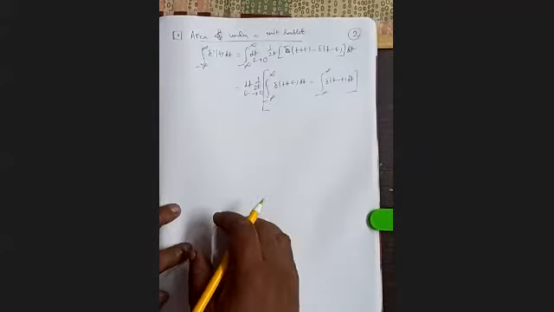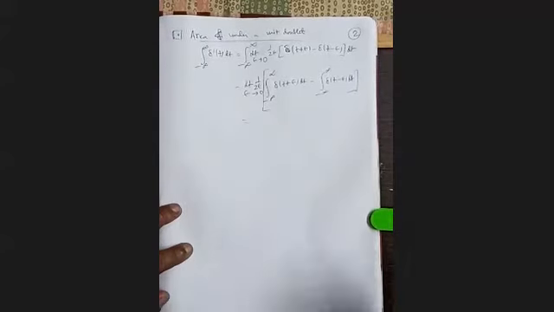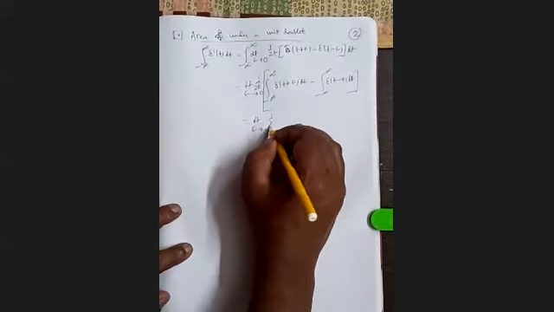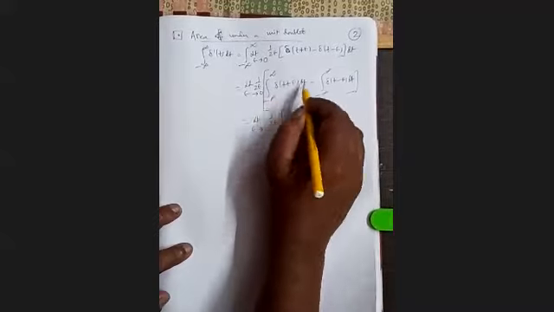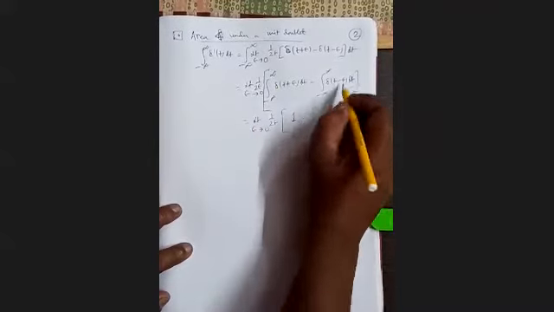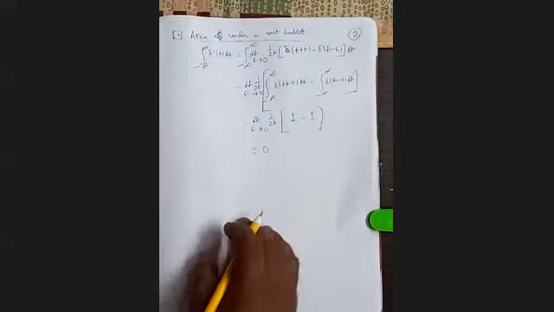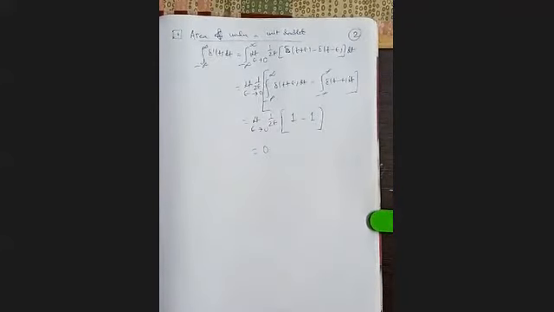Clear? Now, limit epsilon tends to 0, 1 by 2 epsilon. Its area is what? Area is 1. Here also, the area under the impulse function is 1. So the result is 0. So the area under one unit doublet is 0. Area under the unit doublet is 0.